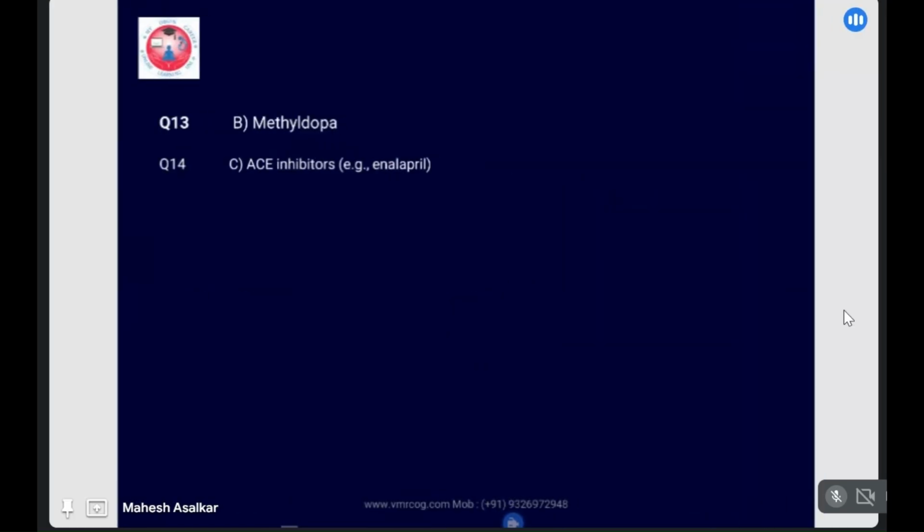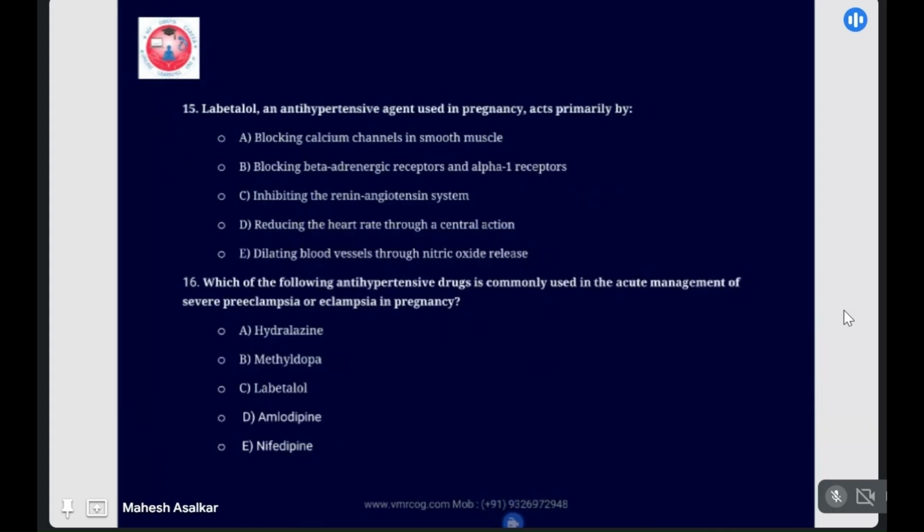So questions 13 and 14. Question 13 is methyldopa. Question 14 answer is ACE inhibitors like enalapril. But remember, enalapril is safe in the postnatal period. Antenatally it is contraindicated, but it is a drug of choice in the postnatal period for preeclampsia. So you have to remember that option. It is safe in breastfeeding mothers.